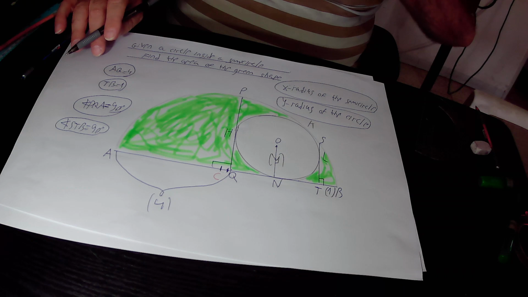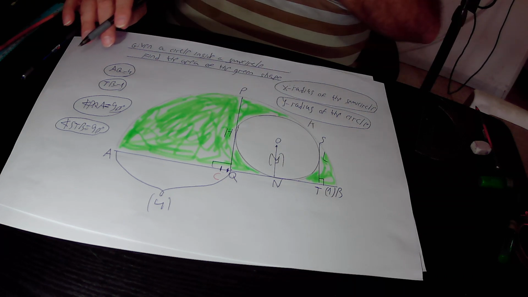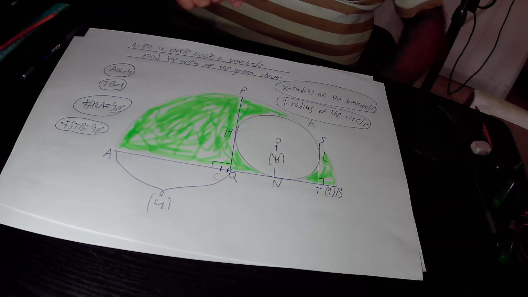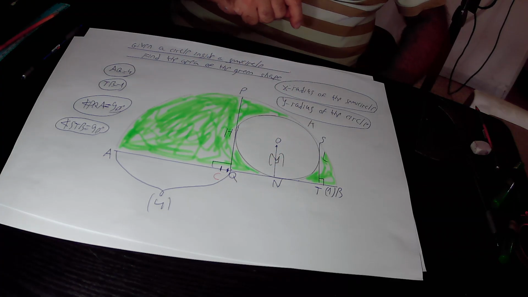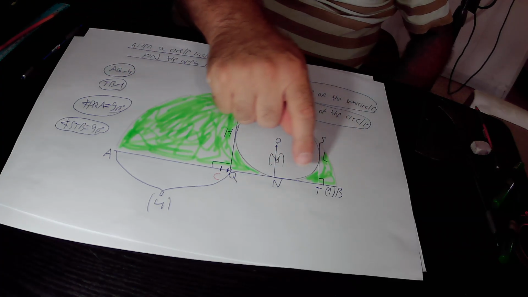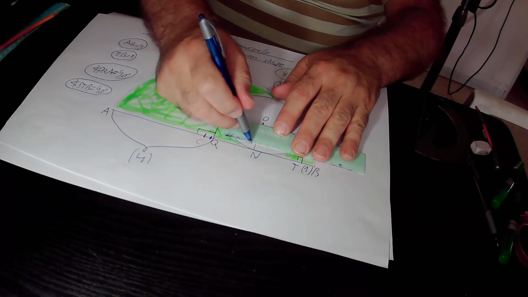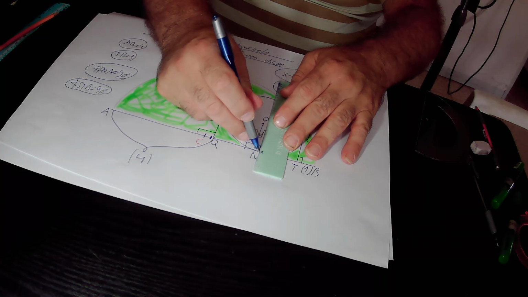The radius ON is drawn to point N, that is the point of tangency of tangent AB with this small circle. And whenever you have a radius that is drawn to the point of tangency, then tangent AB will be perpendicular to the radius NO according to rule 1. If AB is perpendicular to NO, it means that this angle equals to 90 degrees, and this angle also equals to 90 degrees according to rule 1.